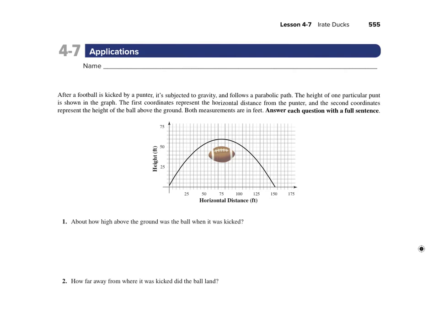Lesson 4-7, pages 555 and 556. After a football is kicked by a punter, it's subjected to gravity and follows a parabolic path. The height of one particular punt is shown in the graph.